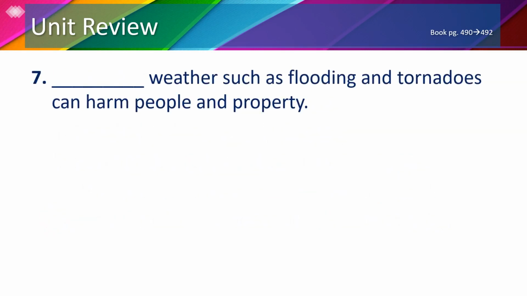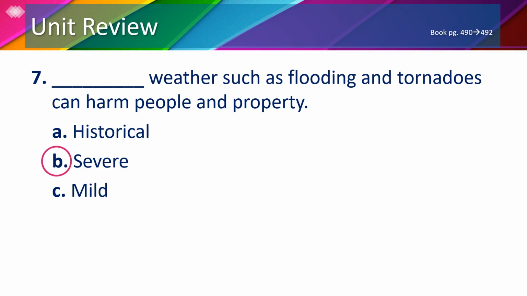Number 7. Blank weather, such as flooding and tornadoes, can harm people and property. Is it A, historical, B, severe, or C, mild? Flooding and tornadoes are both examples of severe weather, so the answer is B.